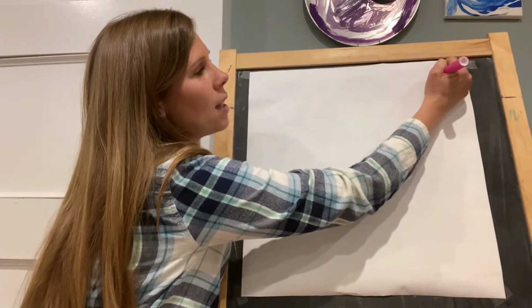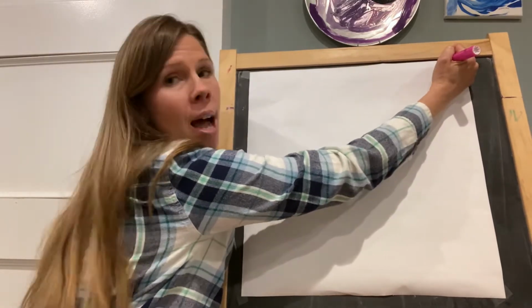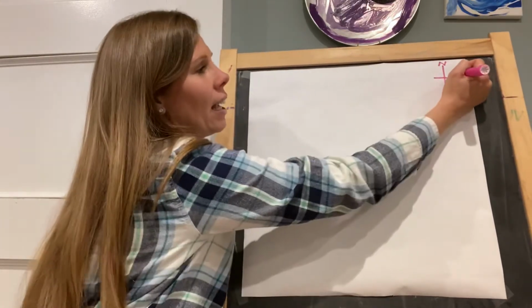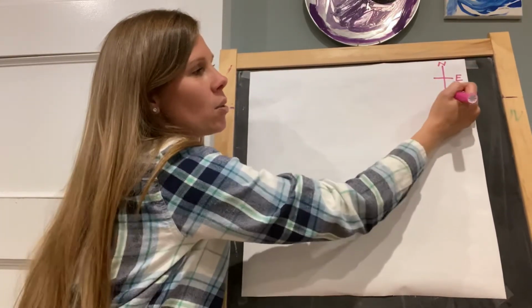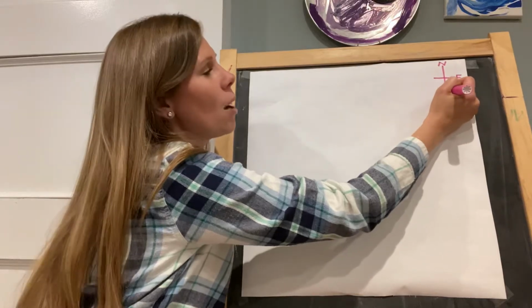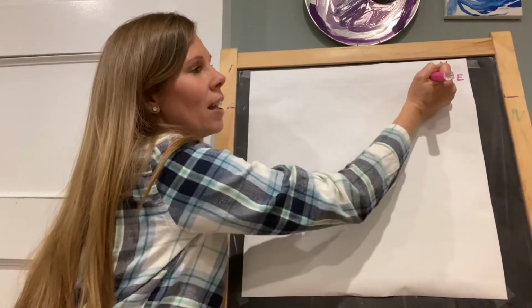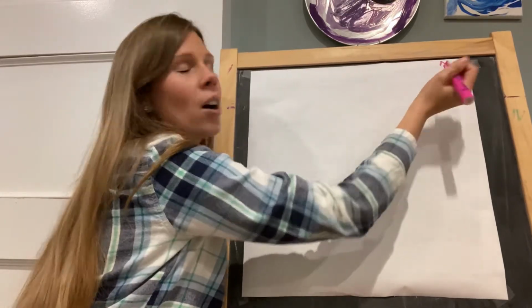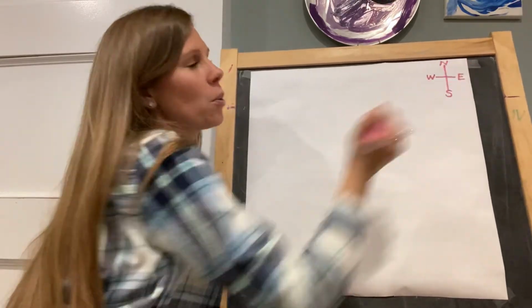So you just make a plus. And what goes on top? That's right, north. I'm just going to put an N for north. And an E for east. What goes down here? Yep, south. So I'll put an S for south. And last but not least, never eat soggy waffles. So we need a W for west.